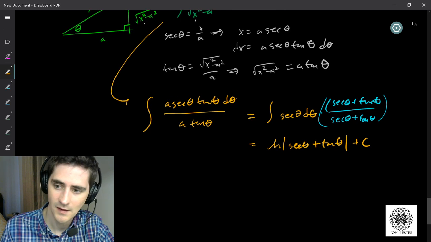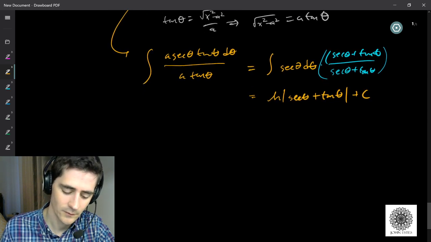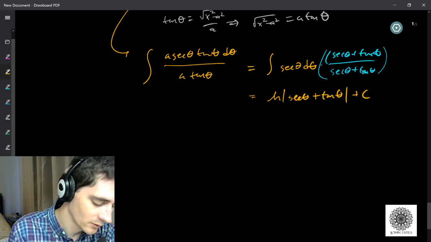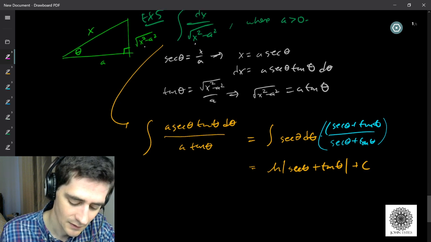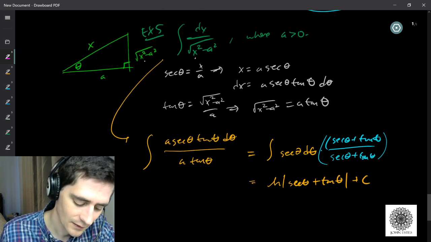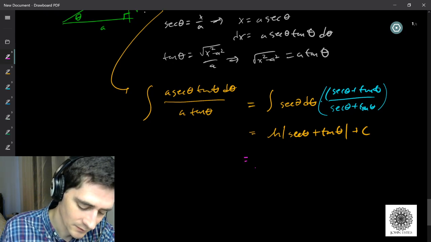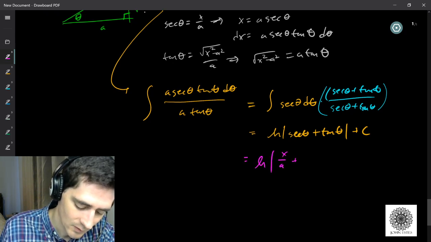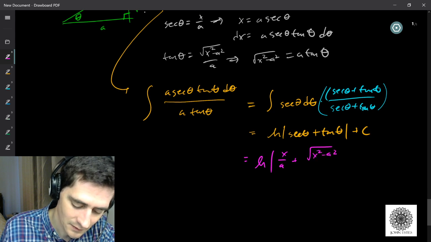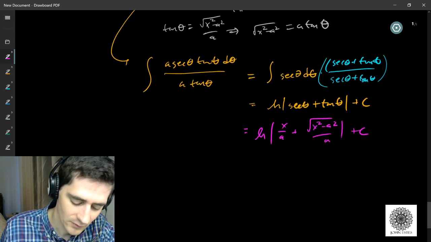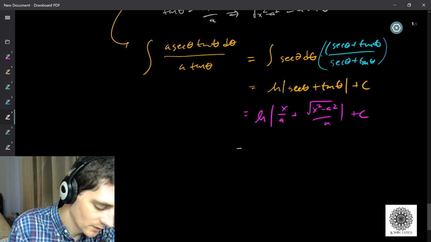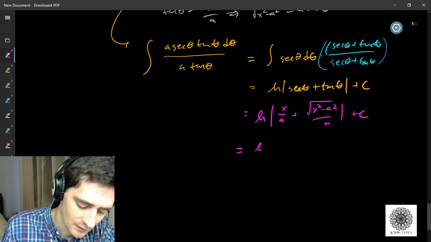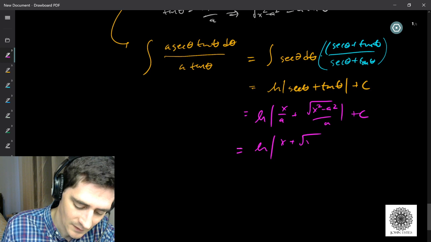Okay, now from there we can't leave it like this, right? We got to get back to x world, but secant we already knew. Secant is x over a, and tangent is the square root of x squared minus a squared over a. So here we end up with ln of x over a plus the square root of x squared minus a squared over a, plus c. First of all, let me bring this together. Look, we have a common denominator, right? So this is x plus the square root of x squared minus a squared, over a, plus c.